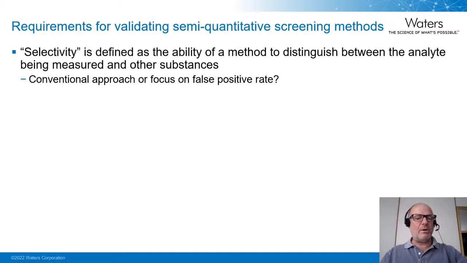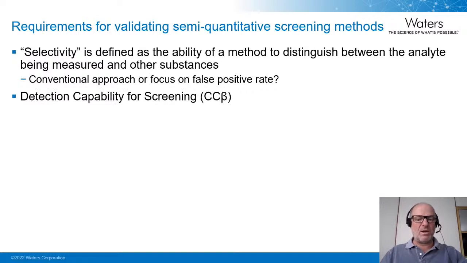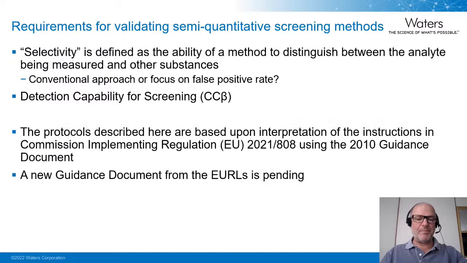So we saw how we looked at selectivity for confirmatory methods earlier in the programs. Selectivity is defined as the ability of a method to distinguish between the analyte being measured and other substances. And we can look at a conventional approach as we did before, or probably more relevant to a screening technique, we could focus on assessing the false positive rate. And then lastly but not least, the detection capability for screening, CC beta.